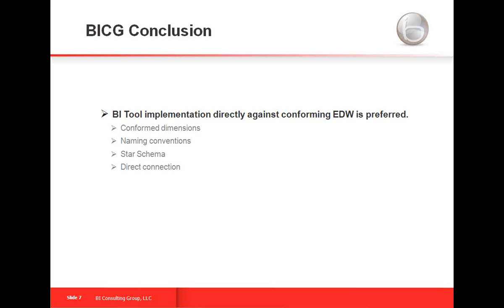You'll have a direct connection, you'd have a star schema, you'd have a naming convention that allows other tools to easily point and understand what's in the data. And then you'll have conformed dimensions that you can use across your enterprise data warehouse. So these are some reasons you might want to consider that.